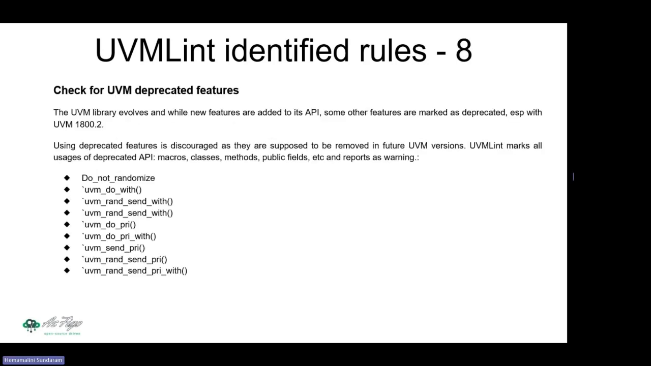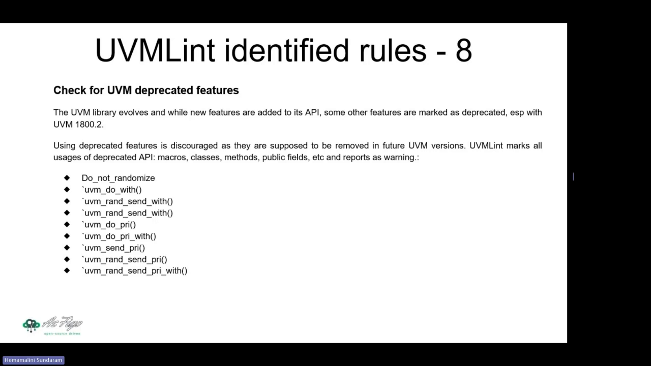In lint rule number 8, there are some UVM deprecated features. These are features in the library that, because we are adding new features to the API, are older and are being deprecated. That is, they are not used anymore. We discussed this: UVM 1.1, 1.2, 1.3, UVM 1800.2. This is the IEEE standard UVM.